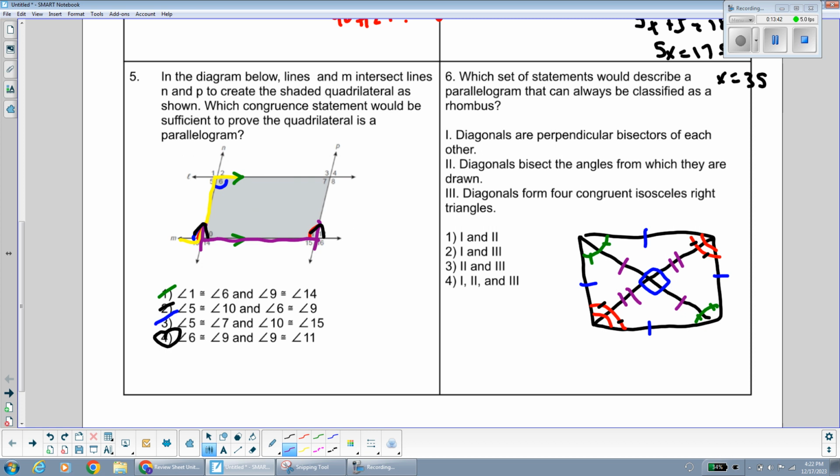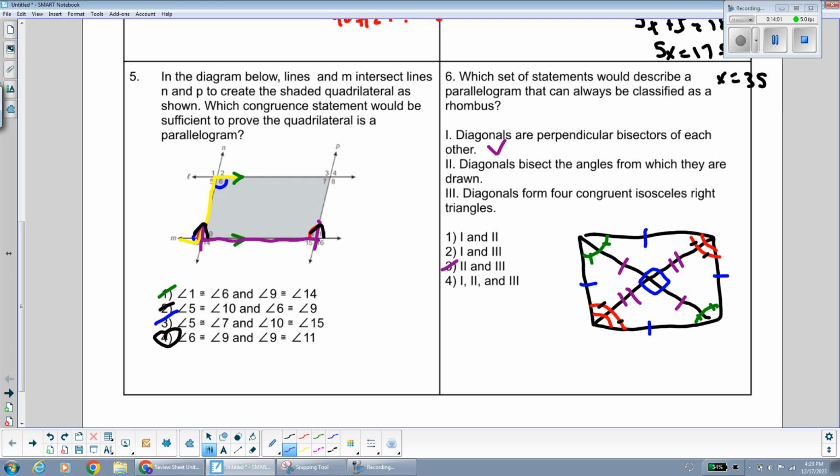Diagonals are perpendicular bisectors of each other. They are. They form 90-degree angles, that's the perpendicular part, and they each split each other in half. So they are bisectors of each other. So answer choice 1 is correct. So I'm going to knock out 3 because that doesn't include answer choice 1.